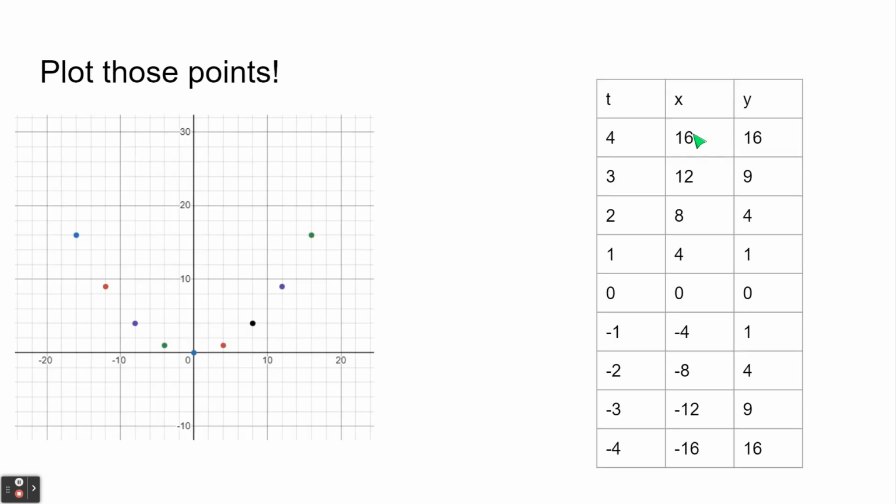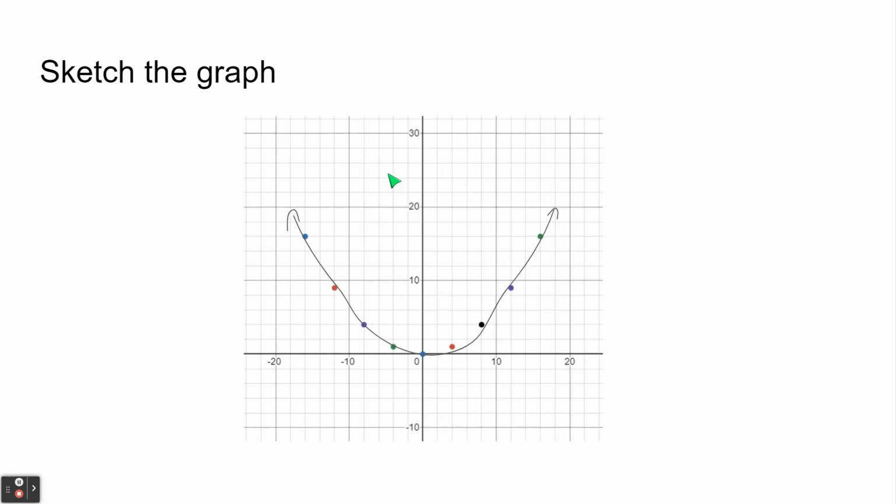After the table is filled out, we can approximate where the points on the graph will be. On the left, you can see a graph with all the points plotted. You can now sketch the point graph based on the points that are plotted, which gets you your final result, in this case, an upward-facing parabola.